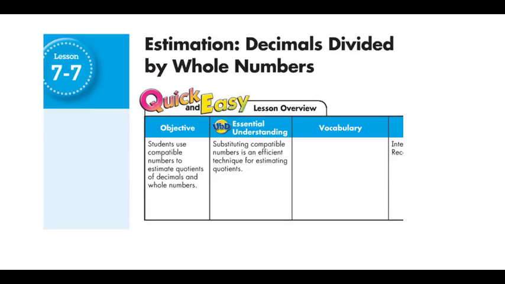Topic 7, Lesson 7. Estimation, decimals divided by whole numbers. In this lesson, you will use compatible numbers to estimate quotients of decimals and whole numbers. And something to understand is that substituting compatible numbers is an efficient technique for estimating quotients. And you'll be able to check if your answers are reasonable.